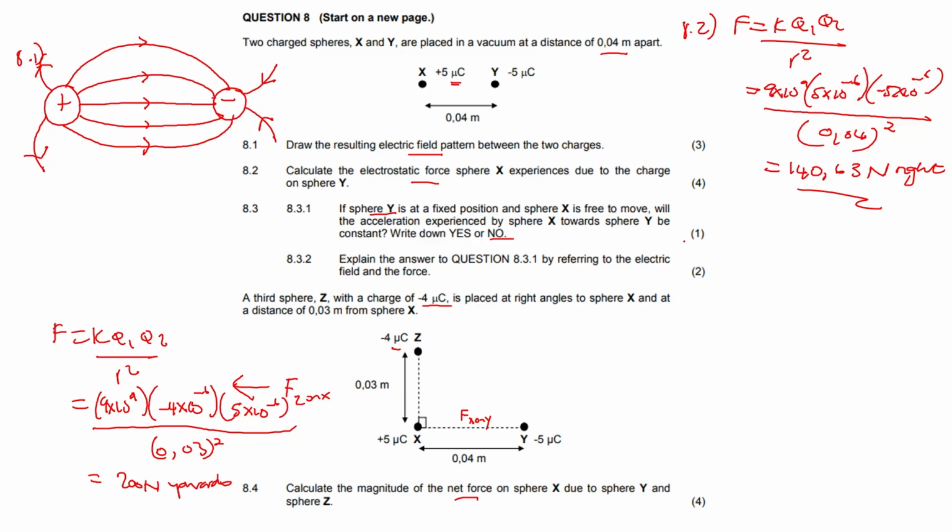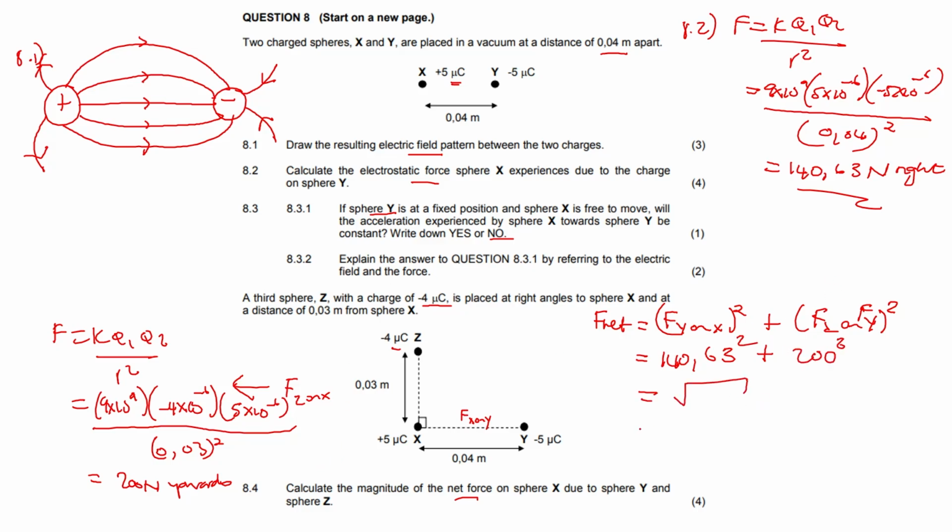All right, so what do we do now? They want F net. So we're going to take F Y on X squared plus F Z on X squared. So we have this one, F Y on X is 140.63, plus the one we've just calculated, which is 200, squared. We get the square root of that answer.